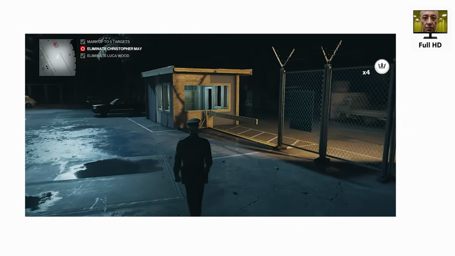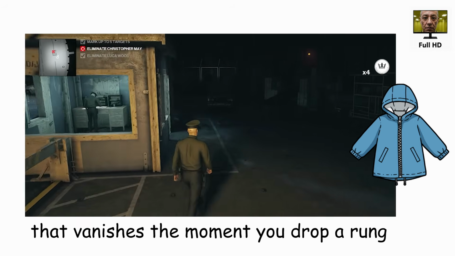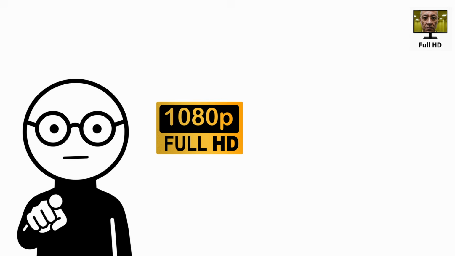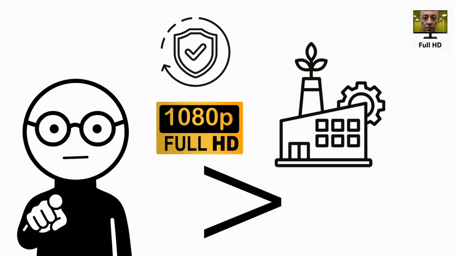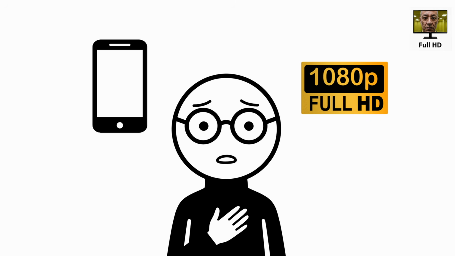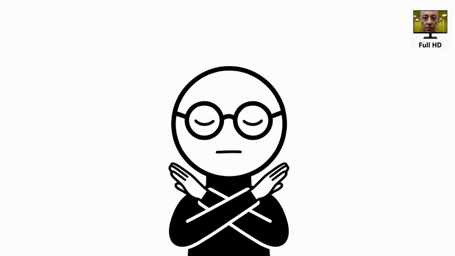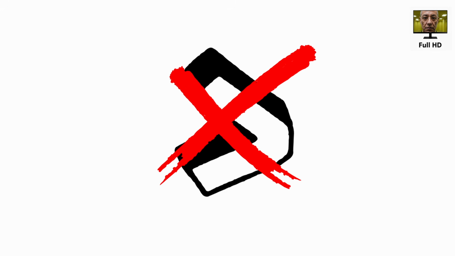Sharp enough that in a game, you can pick out the stitching on a jacket that vanishes the moment you drop a rung, yet light enough to stream without a monster connection. That's why 1080p survives while manufacturers keep pushing much bigger numbers everywhere. Here's a confession. The day I clocked that my phone was already 1080p and that I had never, not once, wished it were sharper, the bigger numbers stopped tempting me at all.